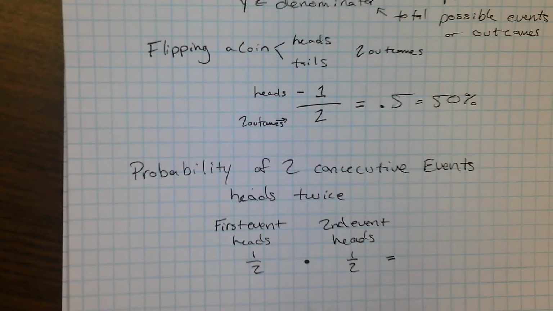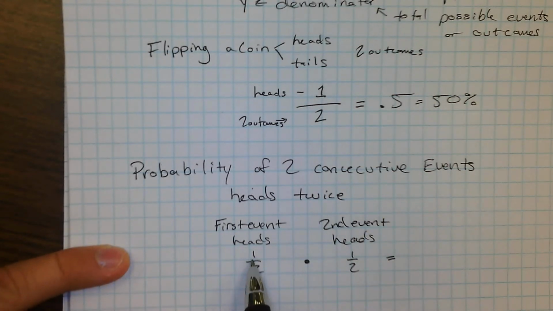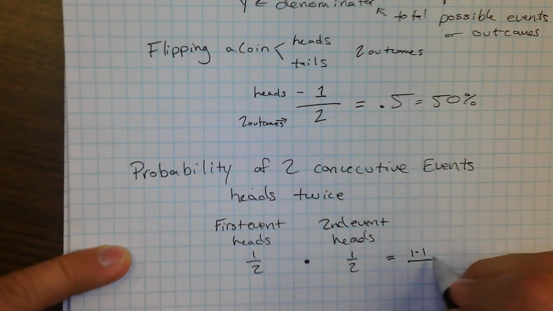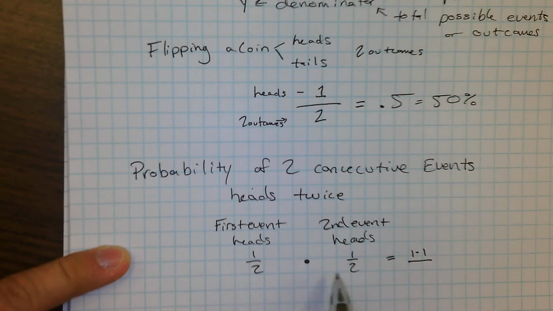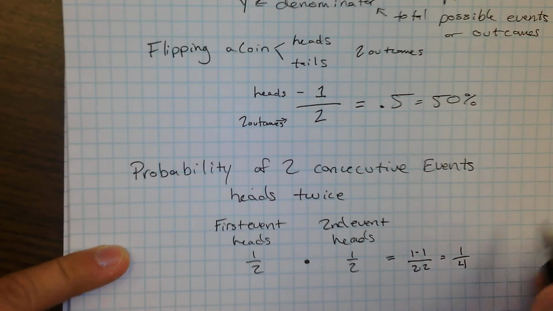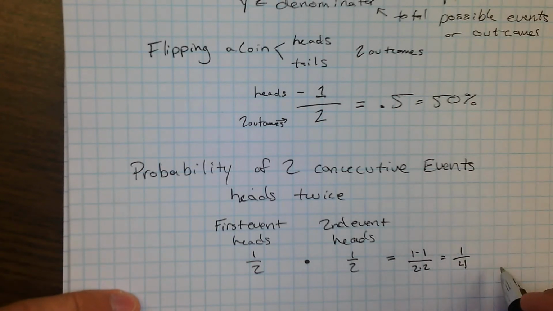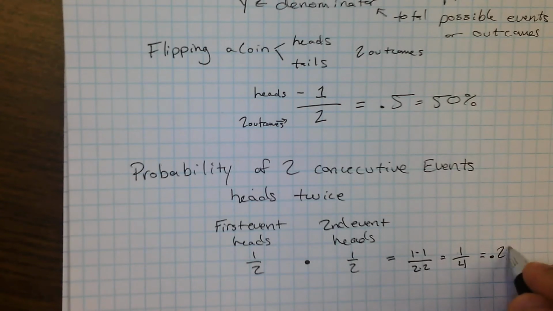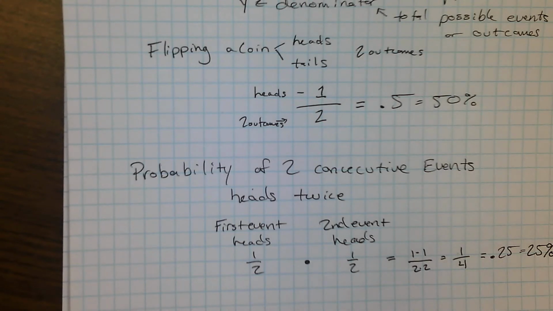Now, for the probability of 2 consecutive head flips, you'll multiply the two and get 1/2 times 1/2. Now, in order to multiply fractions, you're going to multiply the numerator by the numerator, so it'll equal 1 times 1, over multiplying the denominator by the denominator, so 2 times 2. 1 times 1 is 1, 2 times 2 is 4, so the probability to flip heads 2 times in a row is 1 out of every 4 times, which also equals 0.25 or 25%. So, flipping heads 2 times in a row would occur 25% of the time.